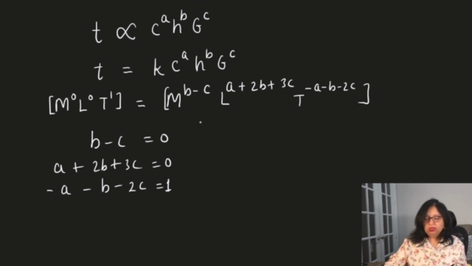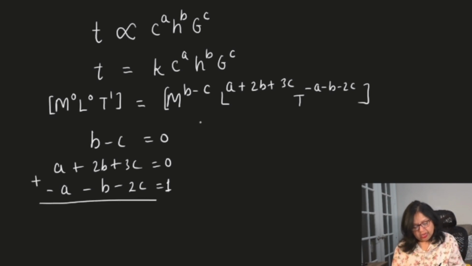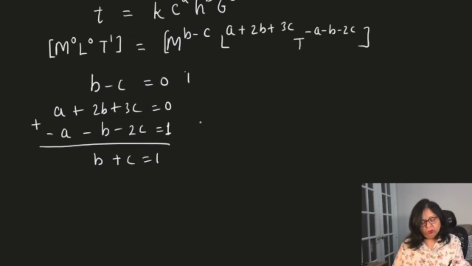Now, how I got these three equations, if you do not know, look at how I solved for length. Adding the last two equations, I get b plus c equals 1. Using 1 and 4.